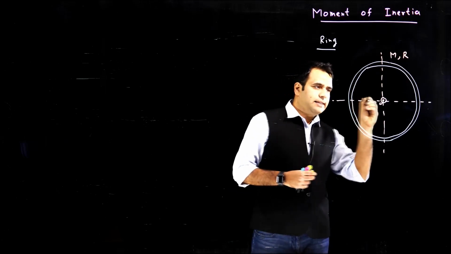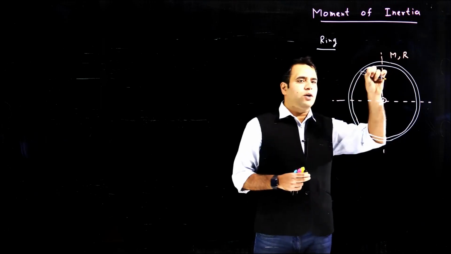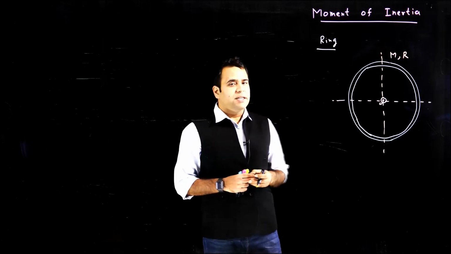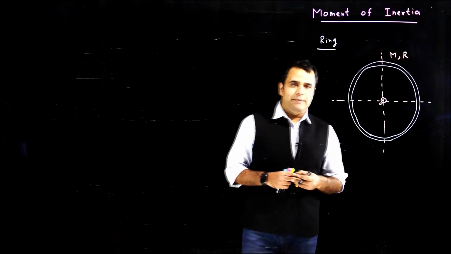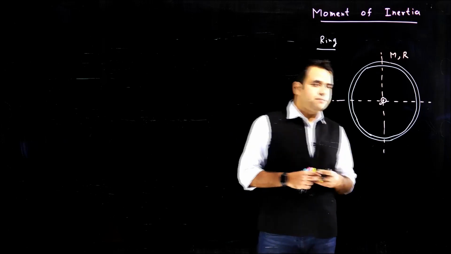So the axis is like this. The motion of the ring will happen either clockwise or anti-clockwise about the axis. For this kind of structure, we want to calculate the moment of inertia. Now, we have to cut the element, obviously. To cut the element, we have to move perpendicular to the ring.